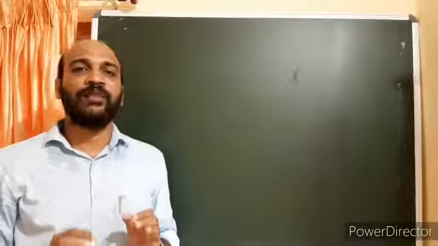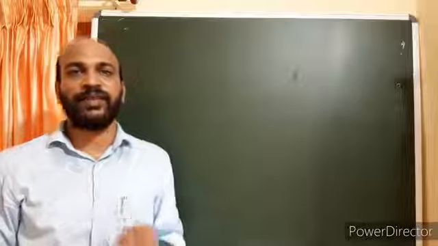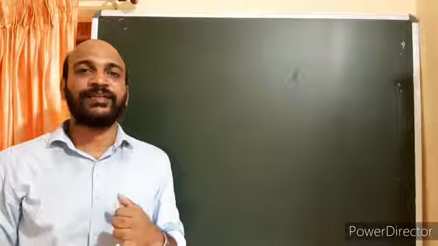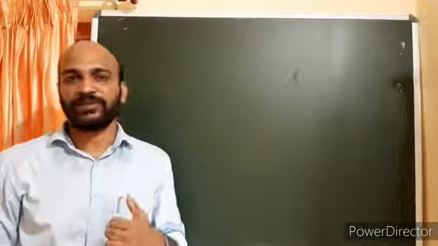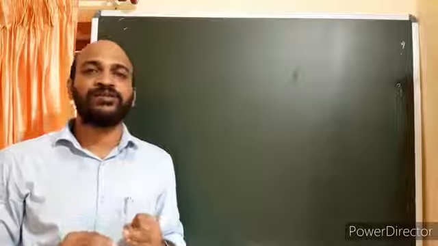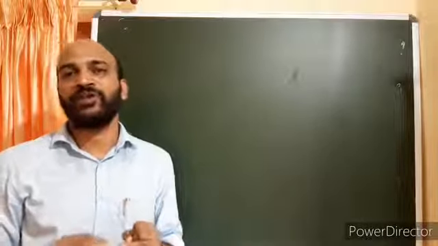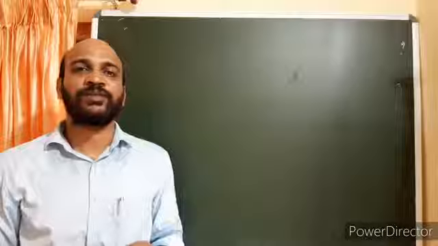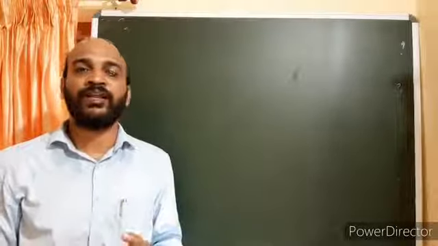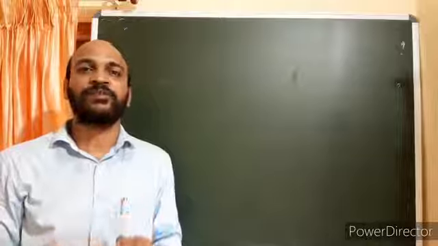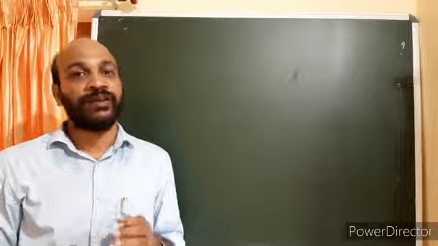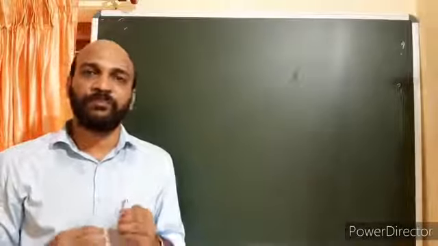So there are 3 elementary row operations and 3 elementary column operations. First one, we can interchange any 2 rows or columns. Second one, we can multiply all the elements of any row or column by a non-zero constant. And third one is, to each element of any row or column, we can add multiples of corresponding elements of any other row or column. By using these rules, we can find an inverse of a matrix.